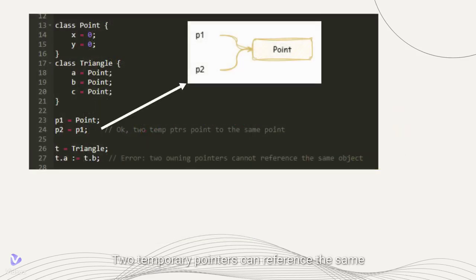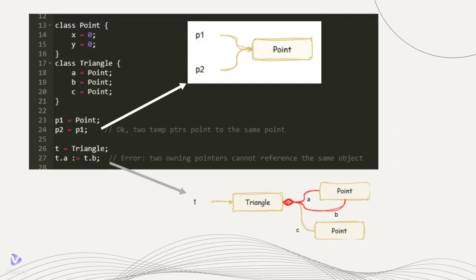Two temporary pointers can reference the same object, but owning pointers cannot. If allowed, it would violate composition single-parent invariance. So it's checked at compile time. This expression yields a temporary stack pointer, which is incompatible to owning pointer by assignment.